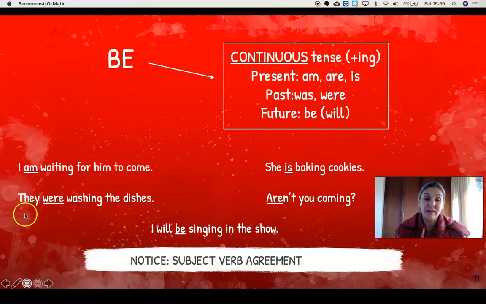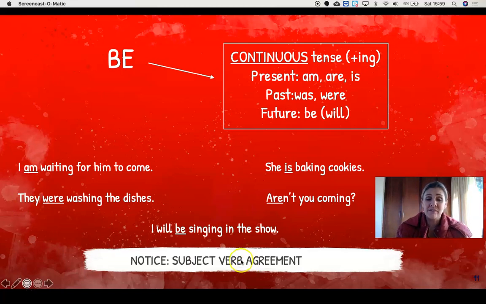Let's look at the second one. They were washing the dishes. Okay, it's plural, they. You're not going to say they was washing the dishes. So we're talking about past continuous tense in the sentence. If I was doing present continuous tense, it would be they are washing the dishes. They were washing the dishes.